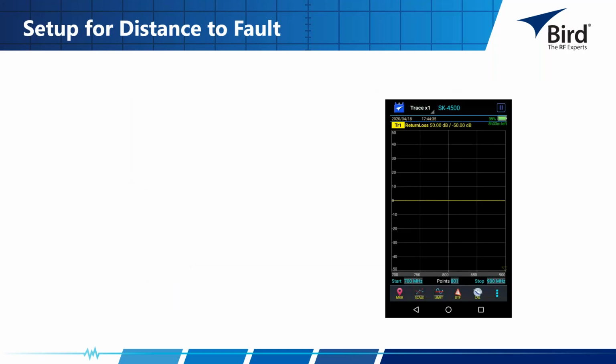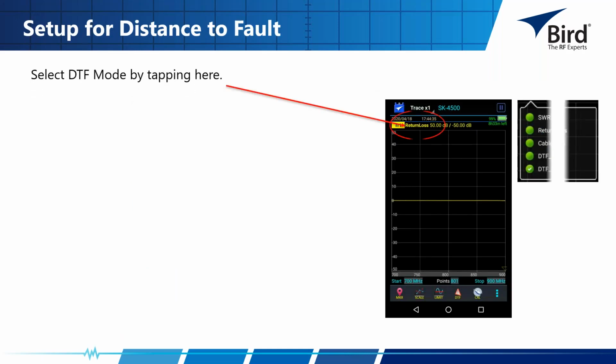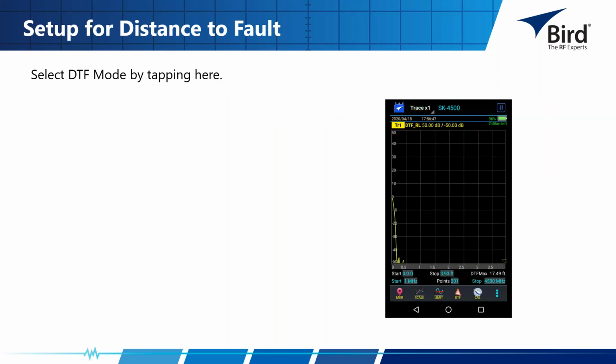So when you set up for distance to fault, select the DTF mode by tapping up here at the top. And you'll see this drop-down menu to the right. Make your selection. You can select DTF SWR, which means you're going to set up for a distance to fault sweep, but your results are going to be in VSWR, or DTF return loss, which gives you your results in return loss. So now I have selected distance to fault. My units are going to be in return loss.